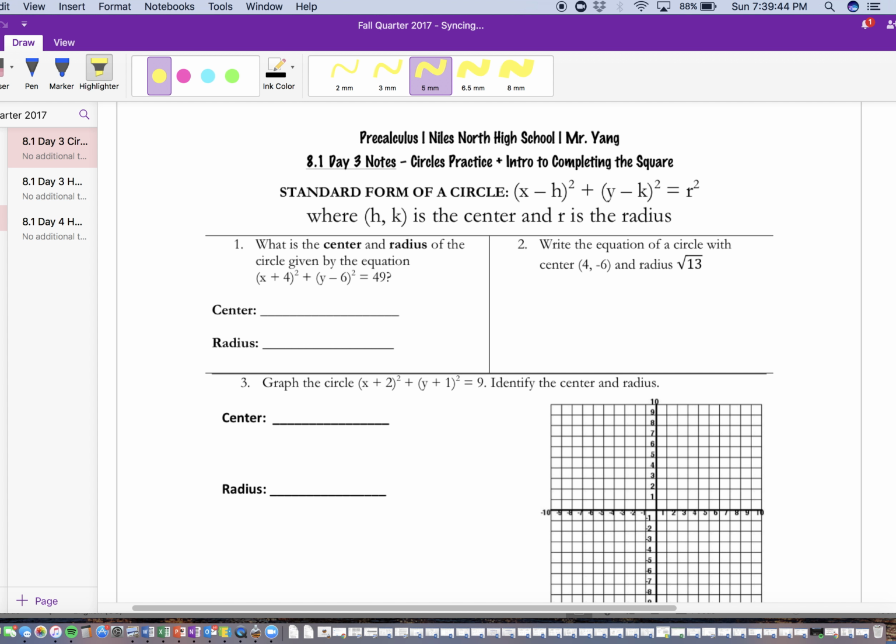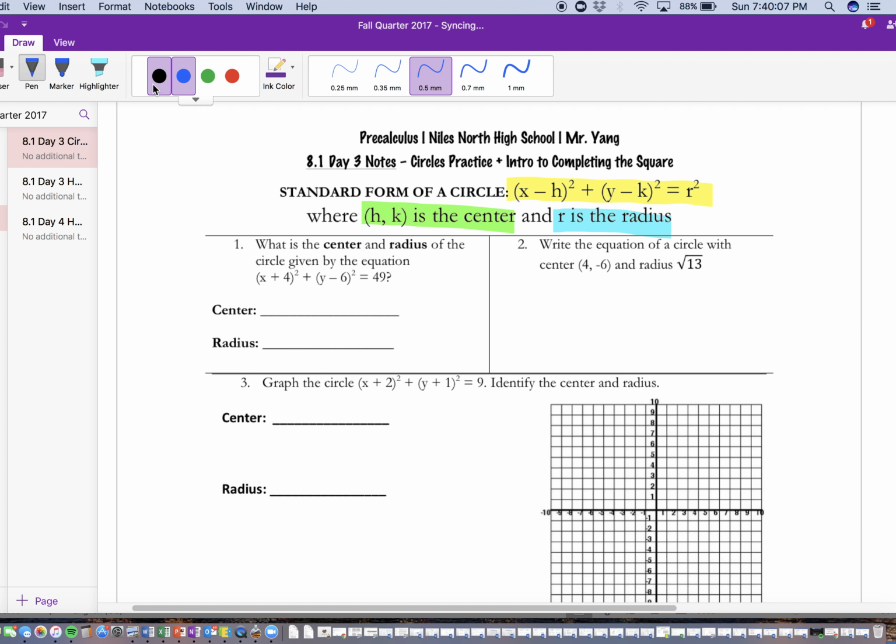(x minus h) squared plus (y minus k) squared equals r squared, where (h, k) is the center and r is my radius. Okay? So we're going to be using the standard form of a circle to help us identify the center and radius of any circle that's written in standard form.